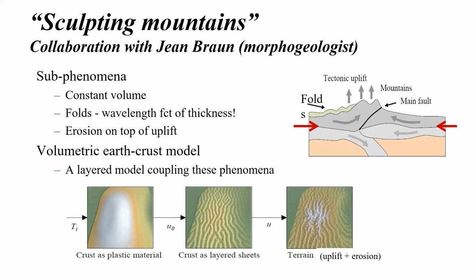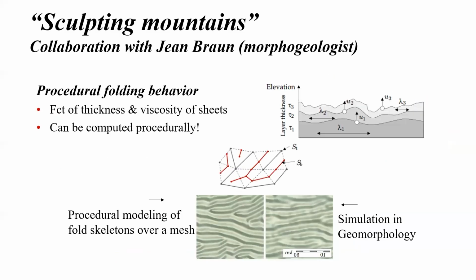And third thing, we have the erosion that should be applied on top of the uplift. And we apply this to a volumetric model of this Earth crust. What is really interesting when we say that is that the first is a simple model of constant volume. The second one, in fact, we don't need to have a complicated finite element simulation of this.